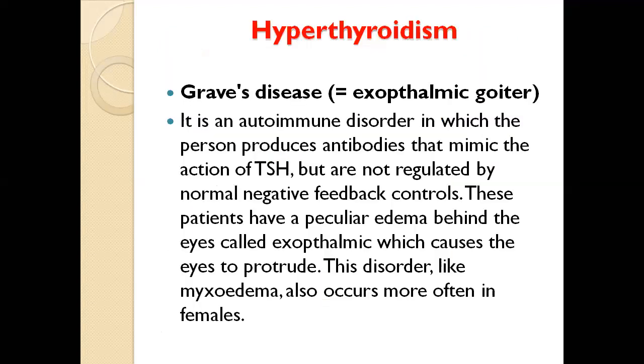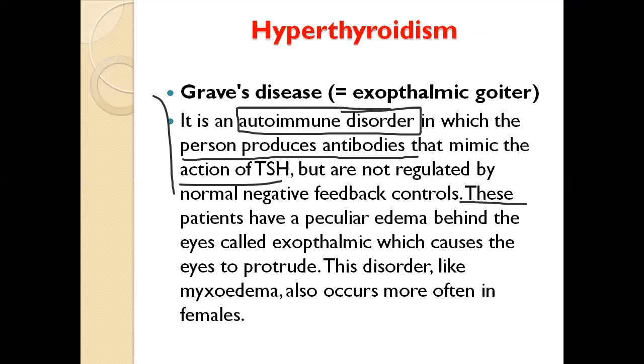So it is an autoimmune disorder. Why it is said to be autoimmune disorder, we'll discuss. But let us read here. It is a disorder in which the person produces antibodies that mimic the action of TSH, but are not regulated by normal negative feedback control. These patients have a peculiar edema behind. Now let us see the symptoms. Thereafter, I'll explain the mechanism.